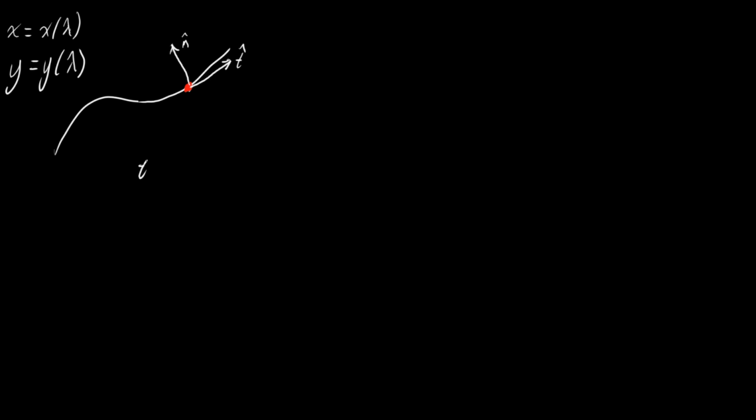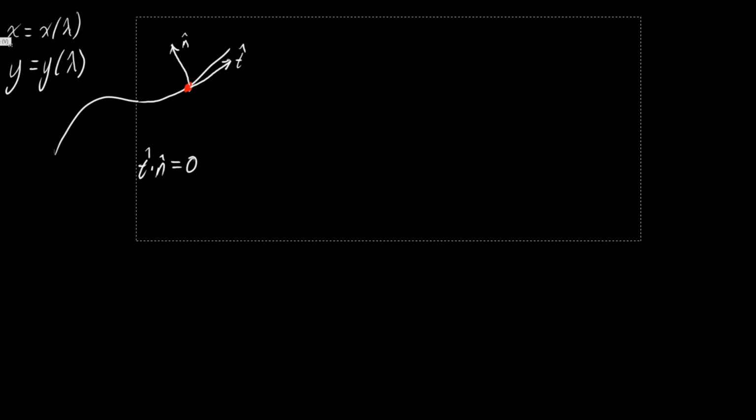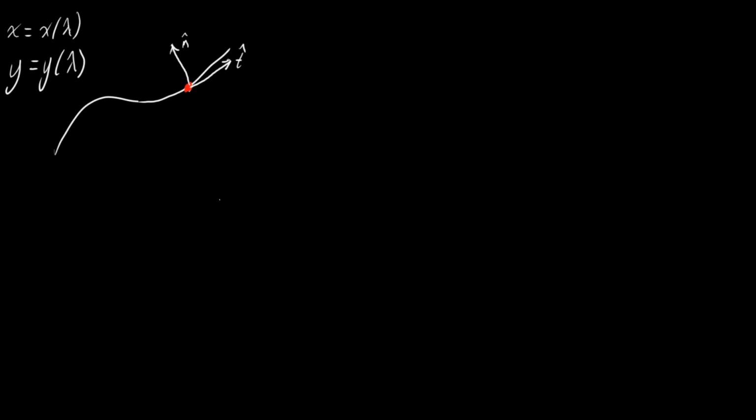So t hat and n hat are both perpendicular to each other, or they are orthogonal. So their dot product would be 0. And they're also unit vectors, hence the hat notation. So their magnitude would be equal to 1, always, no matter where it is along the path. And the thing that we're interested in is, how do we describe these t hat and n hat vectors in terms of the x and y? So we may split up the force into these components.